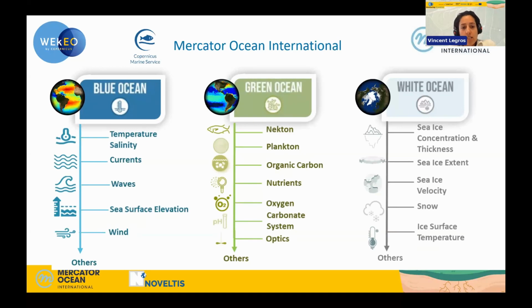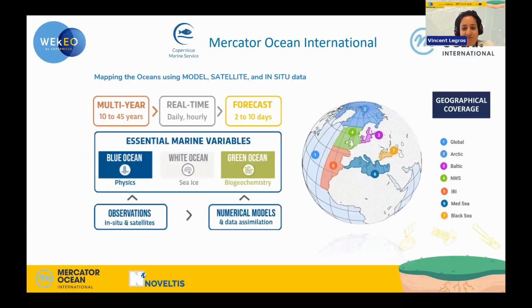You will find data related to what we call the blue, the green, and the white ocean. The blue ocean would be more the physical properties of the ocean, so things like temperature, salinity, currents, waves. Green ocean would be more the biogeochemistry component, so nutrients, carbon, plankton, phytoplankton, and so on. And the white ocean would be the ice concentration, ice thickness, ice temperature.